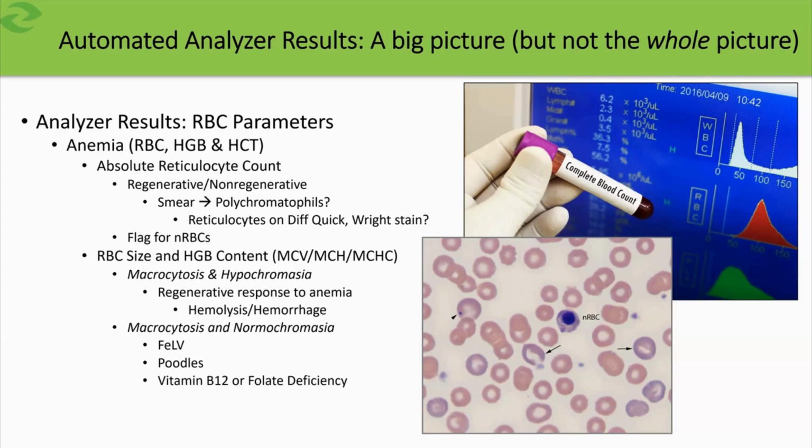Vitamin B12 or folate deficiency, so these nutrient deficiencies can actually impair the cell division, so the cell doesn't undergo that final cell division, and as a result, the mature red blood cell or terminal red blood cell during development is actually larger, but still maintains its normal hemoglobin component.